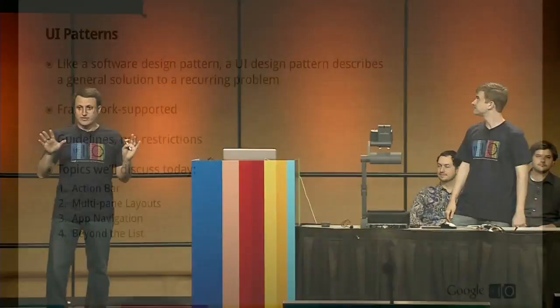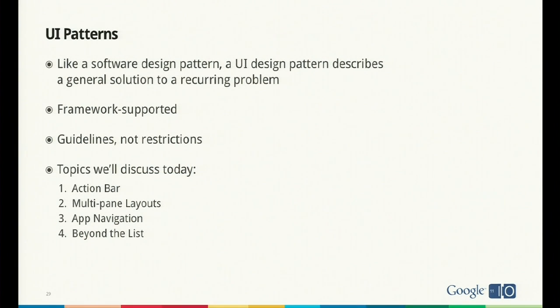So we're going to look at a few different UI patterns today. Just for those of you who missed the talk last year or just aren't familiar, a UI pattern is very much like a software design pattern. It's a general solution to a recurring problem. It's not necessarily the perfect one. It's not always even appropriate, but it's generally a good way of going about solving the problems that we hit repeatedly. These are, in general, framework supported, and we'll be talking about that as we go.